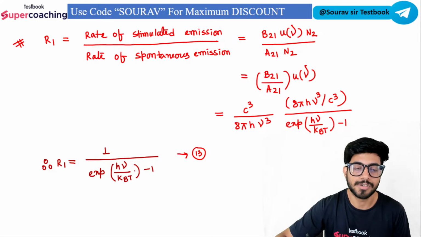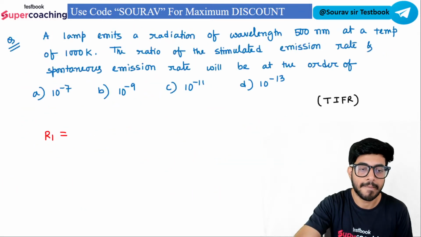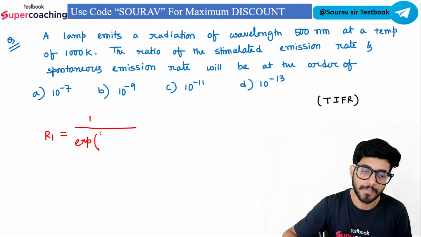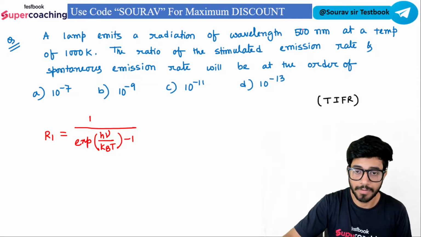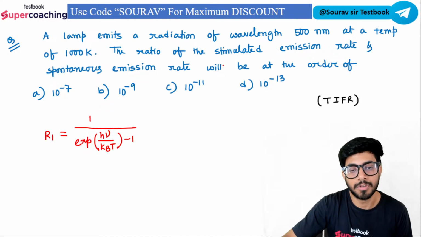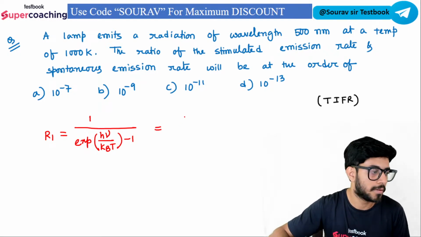1 divided by exponential of h nu by kBT minus 1. You know the value of lambda. You know the value of T. I think nothing else is required then.